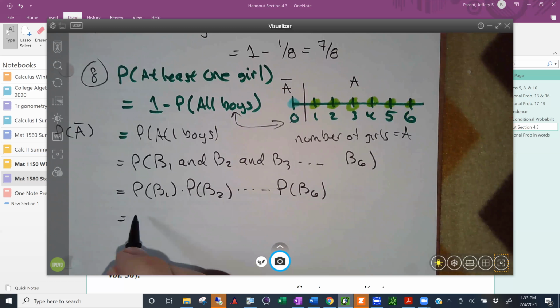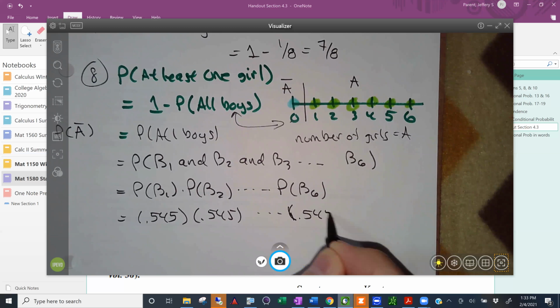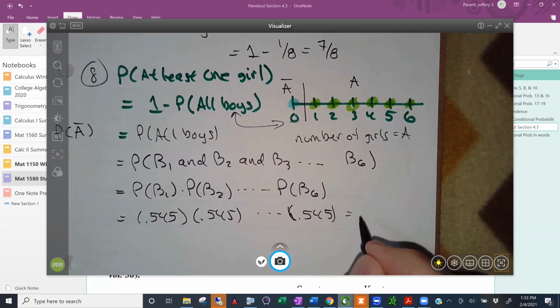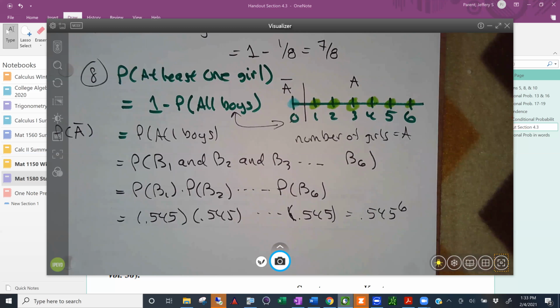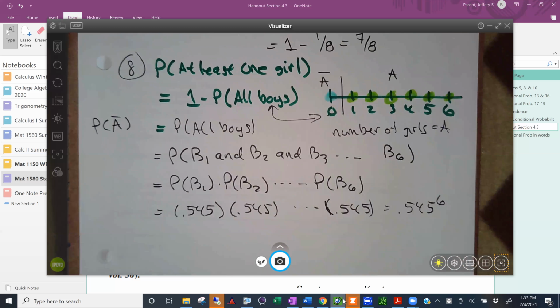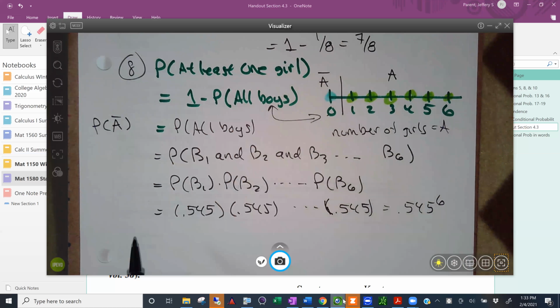And they gave you these probabilities. That's going to be 0.545, 0.545, 0.545. In other words, 0.545 to the 6th power. That's almost what I want. But I want to do 1 minus that probability. So 1 minus 0.545 to the 6th power. Should be pretty high. Should be 90-something%, I'm guessing. But let's just do that on our calculator.